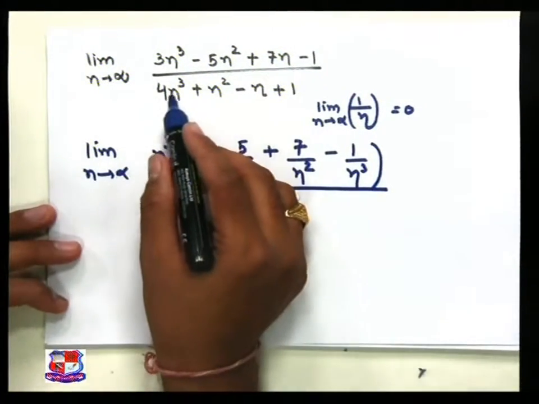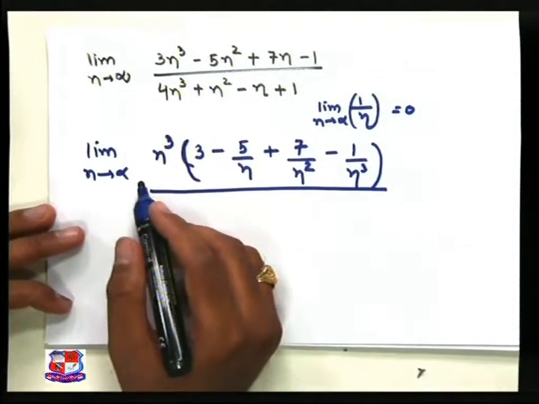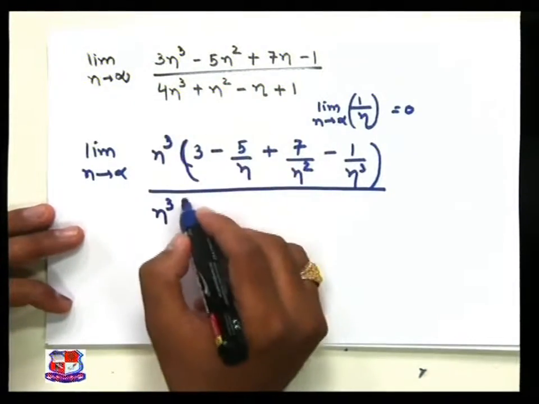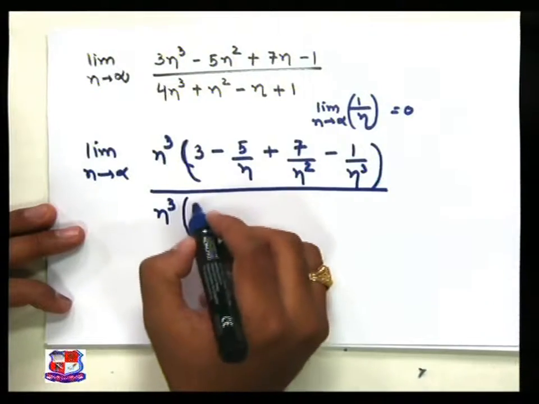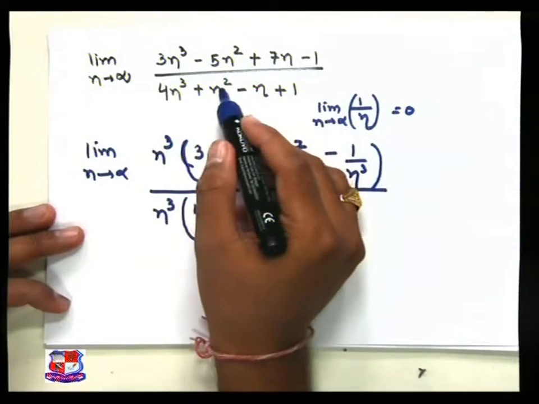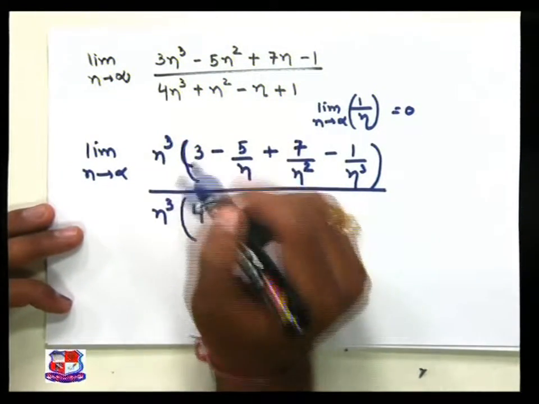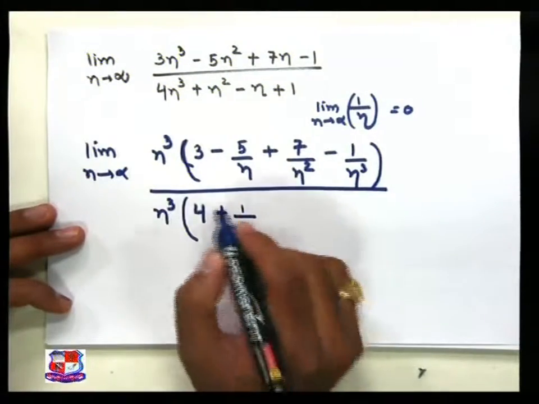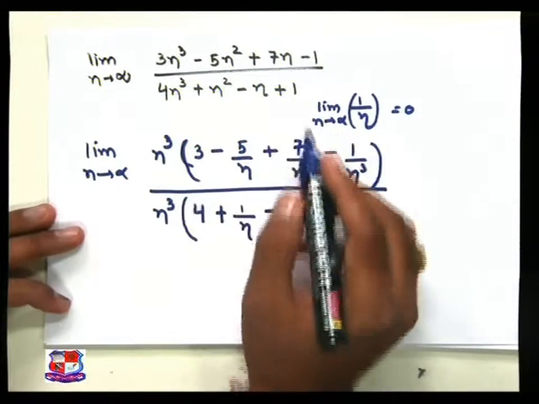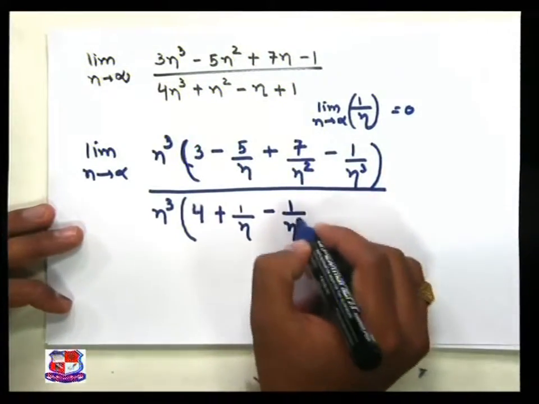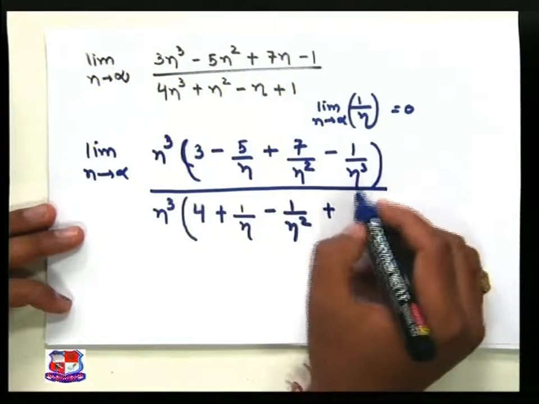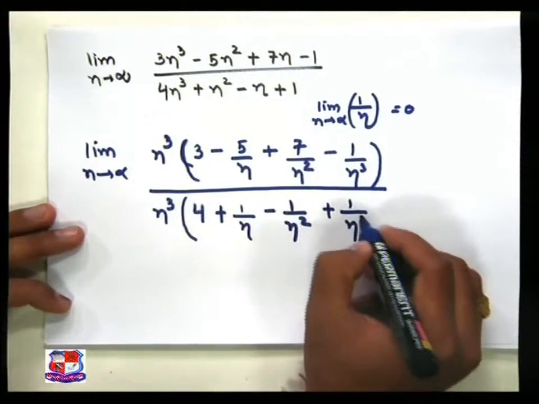Divided by, again in the same way here n cube is common out because the maximum power is n cube, so the remaining term is here 4 plus here n square, but we require a common n cube, so we divide by n, so the answer becomes the same, that is n square, minus here only n, so we divide with n square, plus no n value, so we divide with n cube.